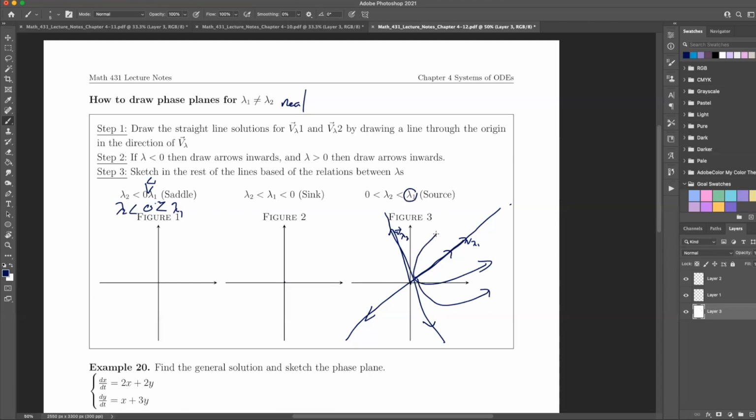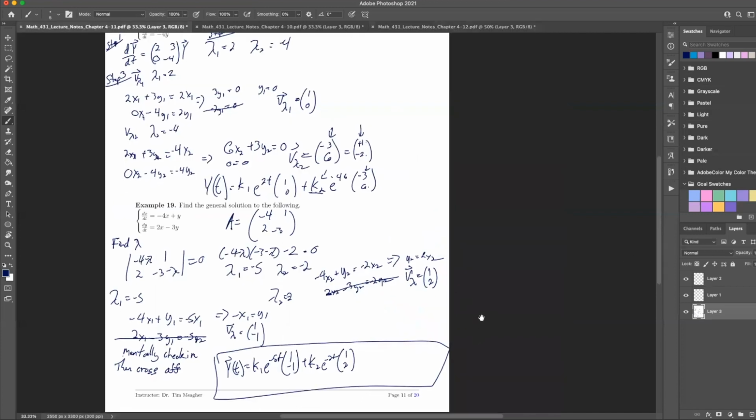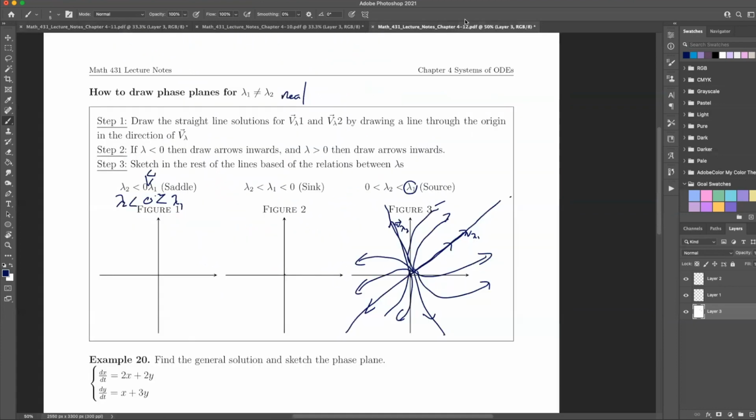This will make a lot more sense after we draw a couple real ones, but I do want to have this in your head. So you'll start here and you'll kind of curve towards the line. Let me explain why. Let me go back to a real solution here. Let me do the sink, that way we can do a real solution.